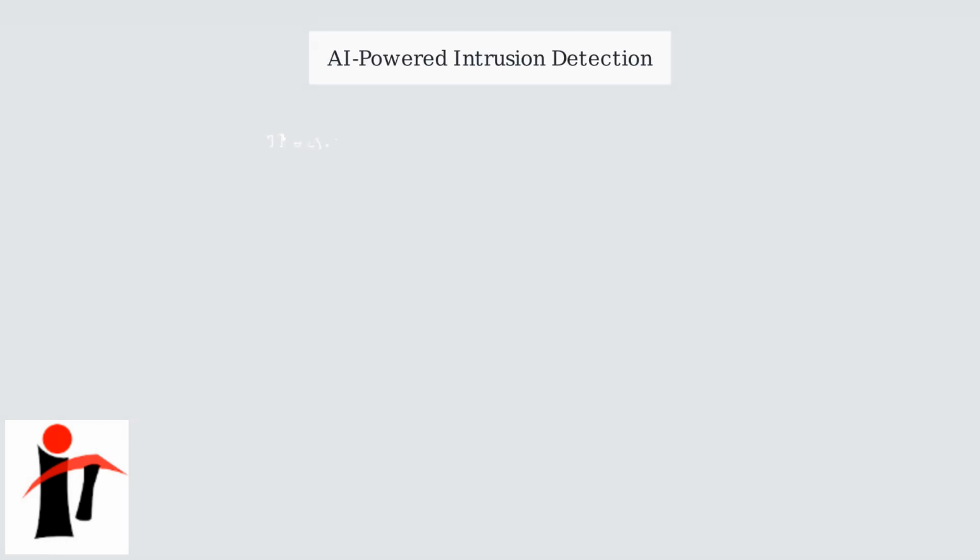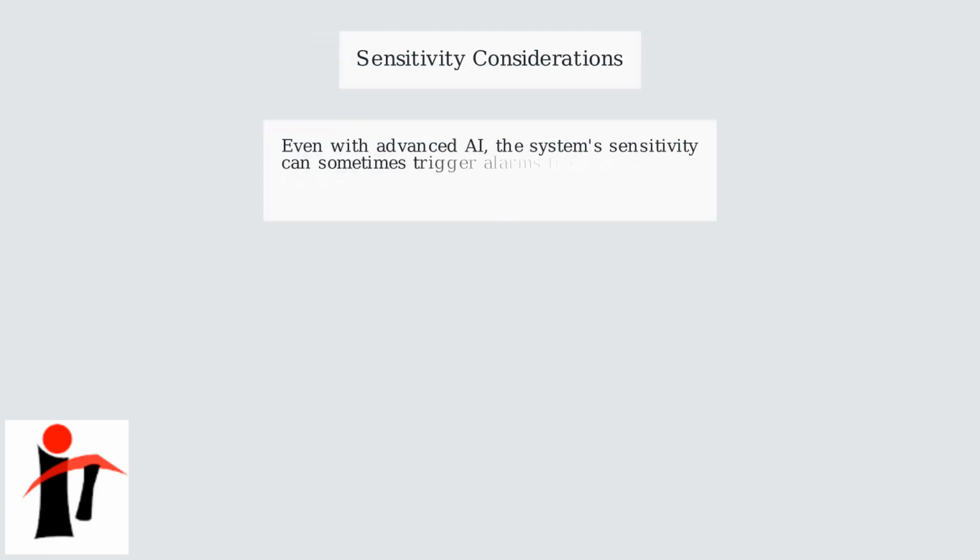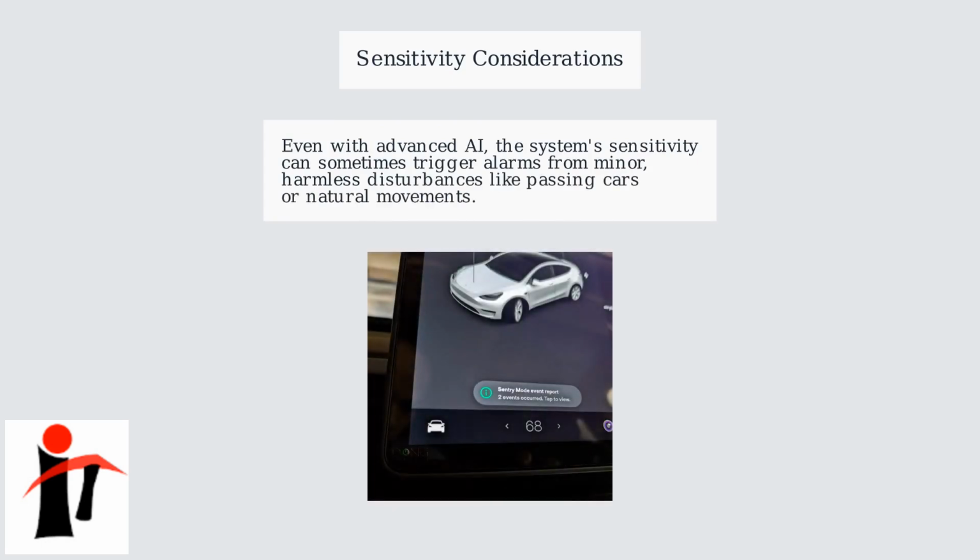At the heart of Sentry Mode is advanced artificial intelligence that processes the camera footage in real time. This AI system is trained to recognize and differentiate between actual security threats, like people or animals approaching the vehicle, and benign environmental factors, such as wind-blown leaves or shadows.